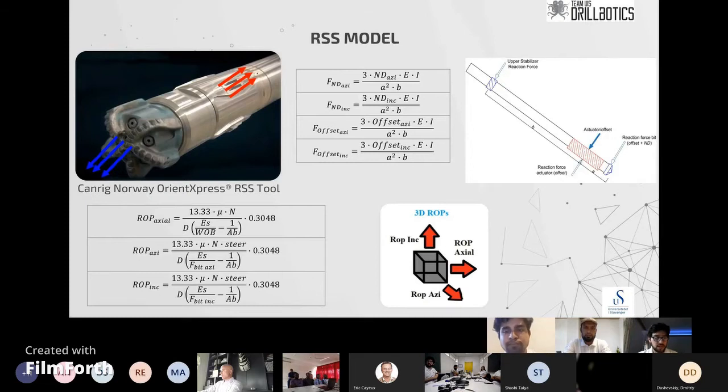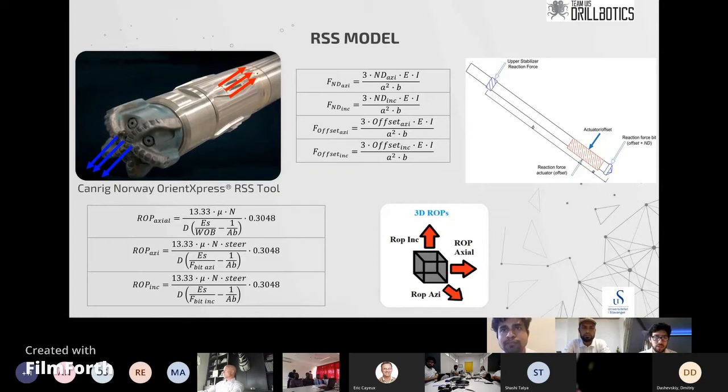Then the RSS model was developed by the University of Stavanger last year, and is based on a tool that was created by Canrig Norway, called the Orient Express RSS tool, which has a particular way to create the offset, dislocating this disk and pushing this disk against the formation in order to push the bit in the opposite direction. So the model has this essential part that divides the ROP in three dimensions.